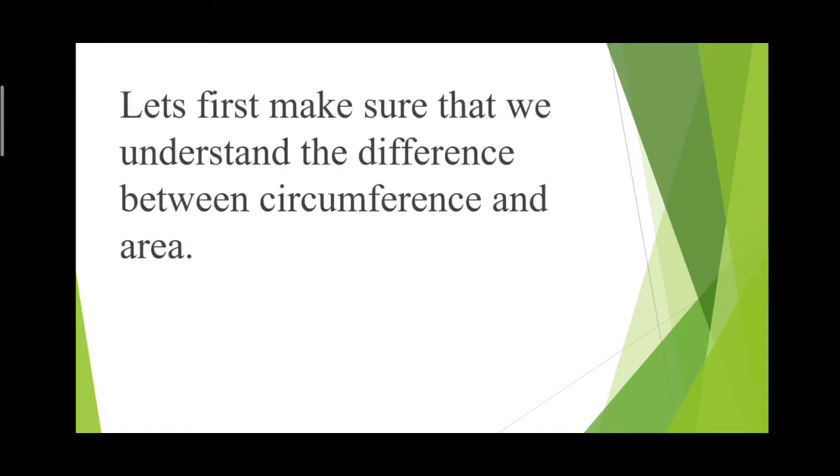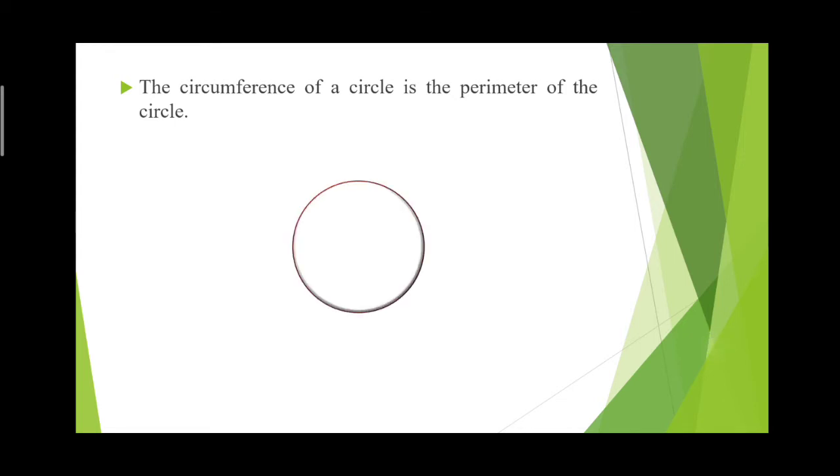Let's first make sure that we understand the difference between circumference and area. The circumference of a circle is the perimeter of the circle. Imagine the circle is straightening itself out like this. The length of this line segment is the circumference of the circle.